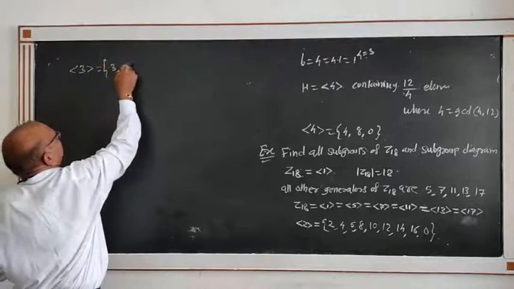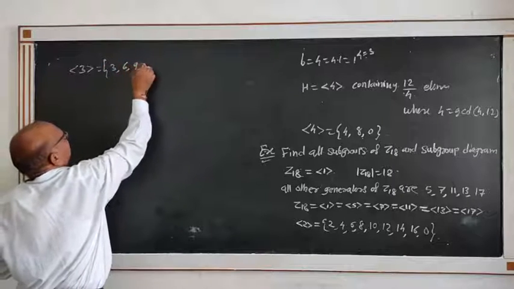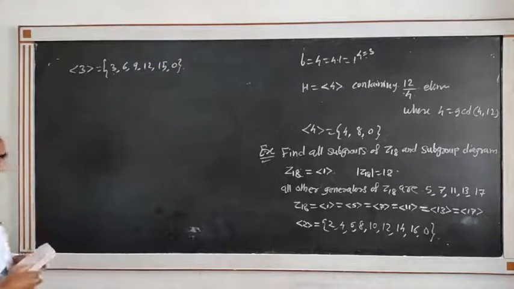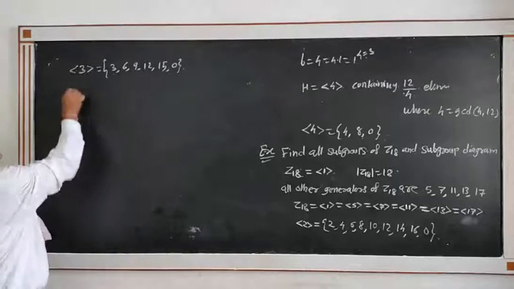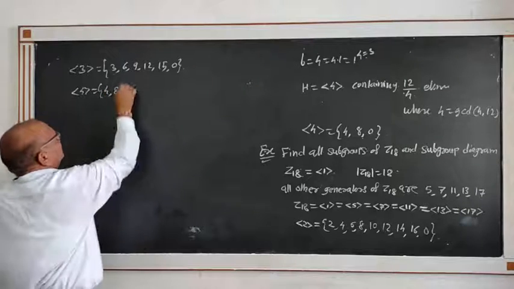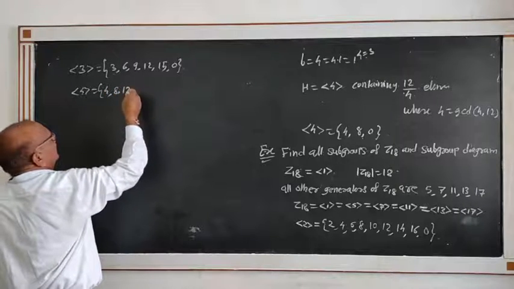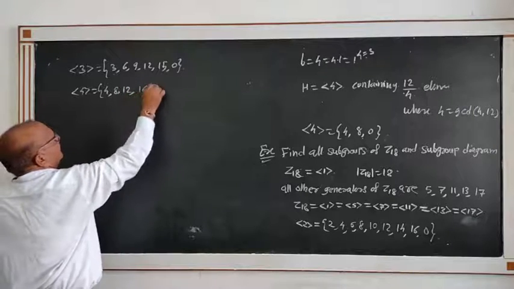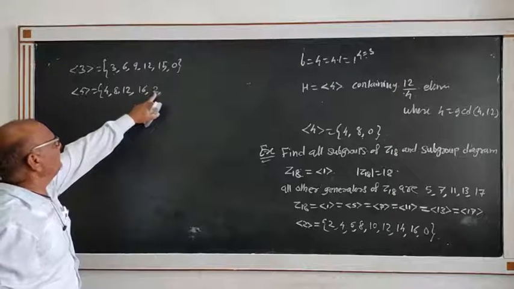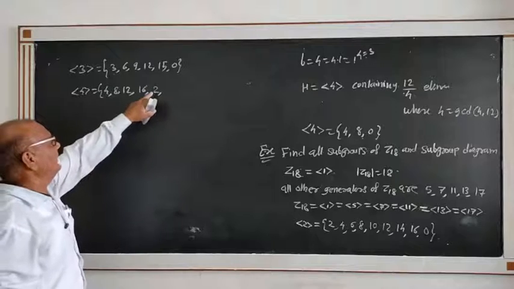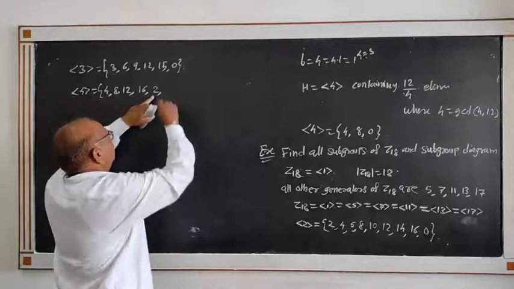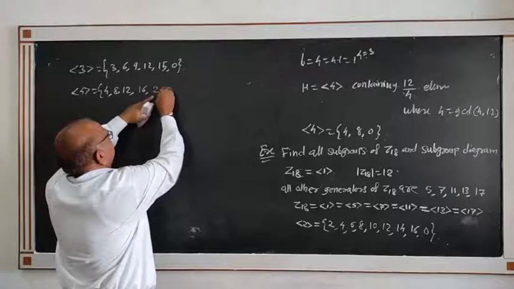Here 3, 6, 9, 12, 15, 0. Again, if you take 4, 8, 12, 16, again 2. 4 to the power 5 is 20 in this case, and 20 divided by 18, the remainder is 2.